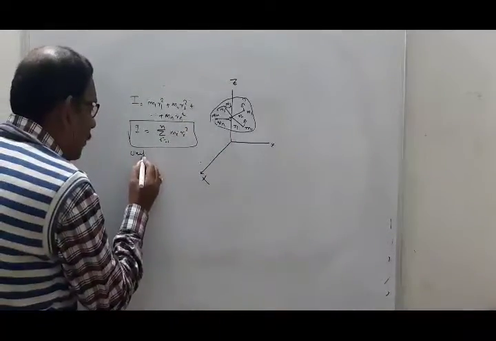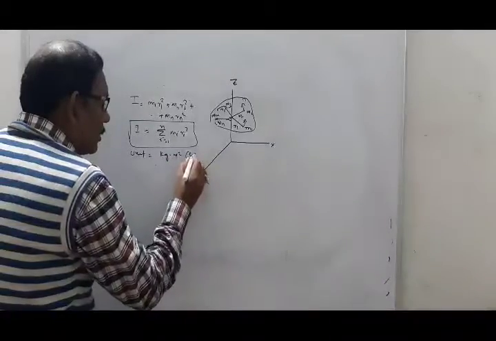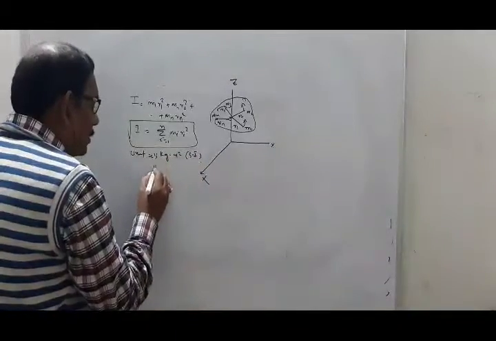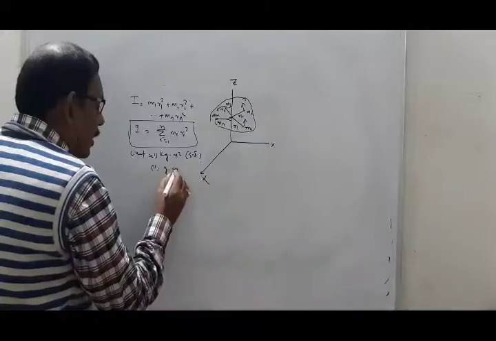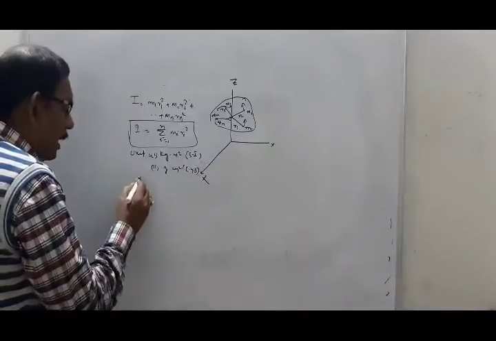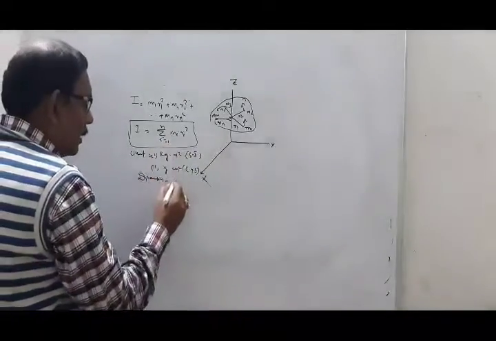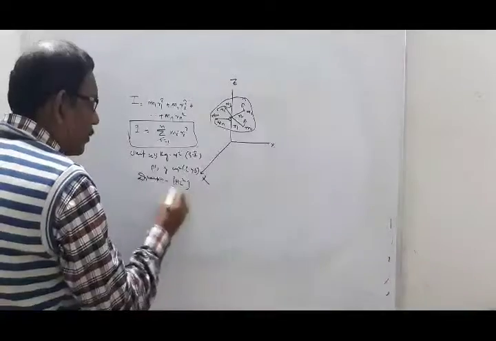Unit: it is kg meter square in the SI system, and in the CGS system it is gram centimeter square. The dimension is simply M L square.